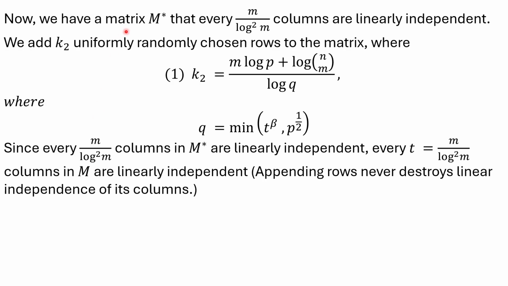Now, we have a matrix M star such that every m divided by log squared m columns are linearly independent. We add k2 uniformly randomly chosen rows to the matrix, where k2 is equal to m log p plus log (m choose n), divided by log q, where q we defined right here. Since every m divided by log squared m columns in M star are linearly independent, every t columns in M are linearly independent too. Appending a row never destroys linear independence of its columns.